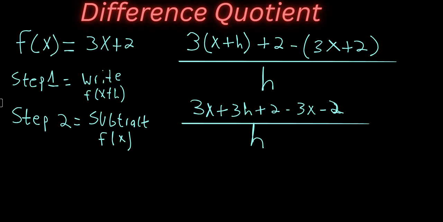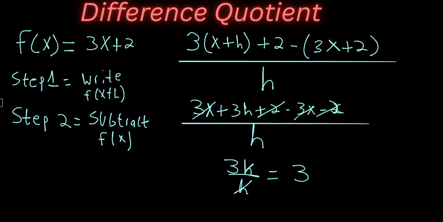We have negative 3x and we have 3x. Okay, those two terms will cancel out. We have positive 2 and we have negative 2. Okay, those two terms will cancel out. Now we are left with 3h divided by h, which of course these two terms will simplify and we're left with 3.